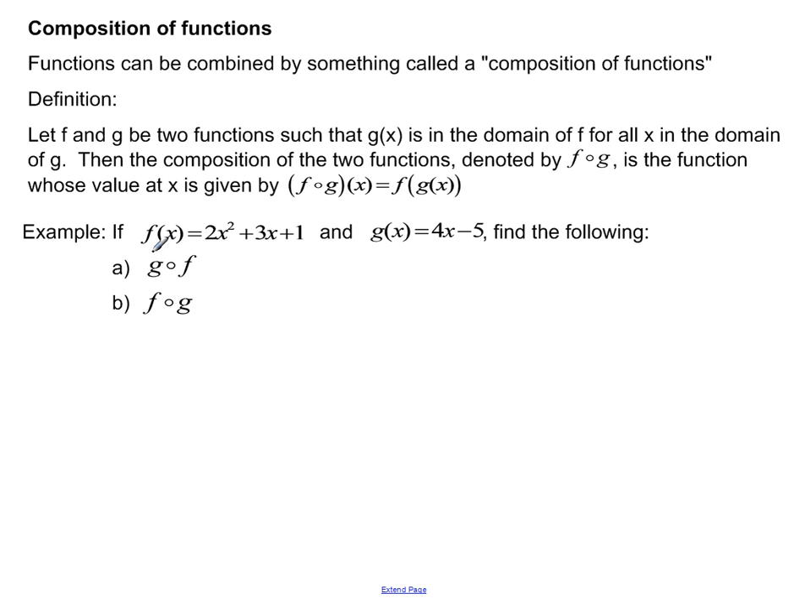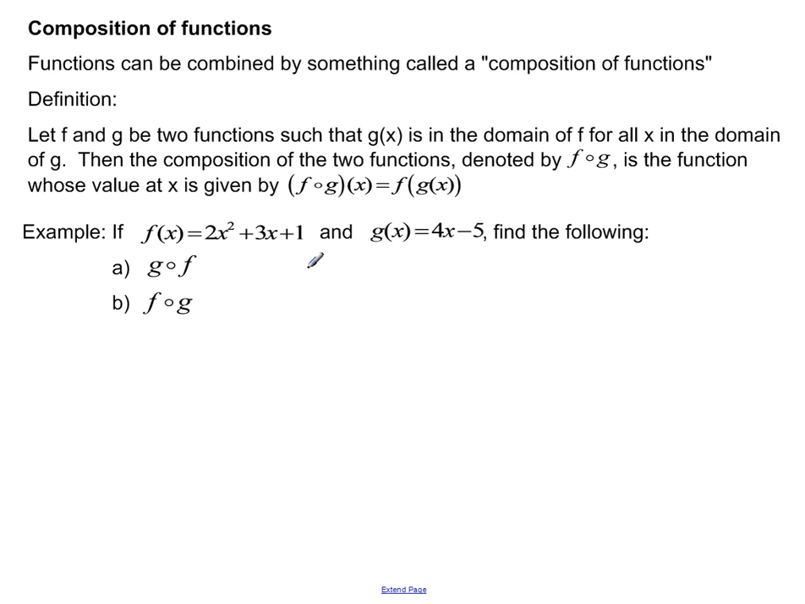Let's say that we've got two functions, f of x and g of x, where f of x is 2x squared plus 3x plus 1, and g of x is 4x minus 5. And we'll take the simpler one of these two, g of f of x.